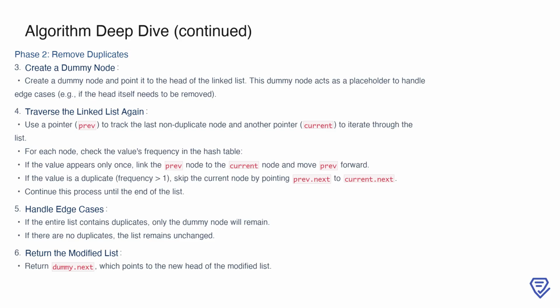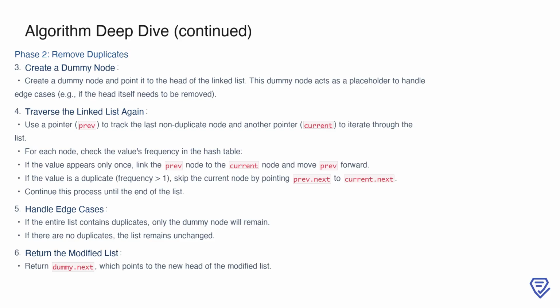This dummy node acts as a placeholder, ensuring that operations on the head node are consistent with the rest of the list. We then traverse the linked list again using two pointers, previous to track the last non-duplicate node and current to process each node. For each node, we check its frequency in the hash table. If the frequency is 1, it means the value is unique, so we link previous to the current node and move previous forward. If the frequency is greater than 1, the value is a duplicate, so we skip the node by adjusting previous.next to bypass current.